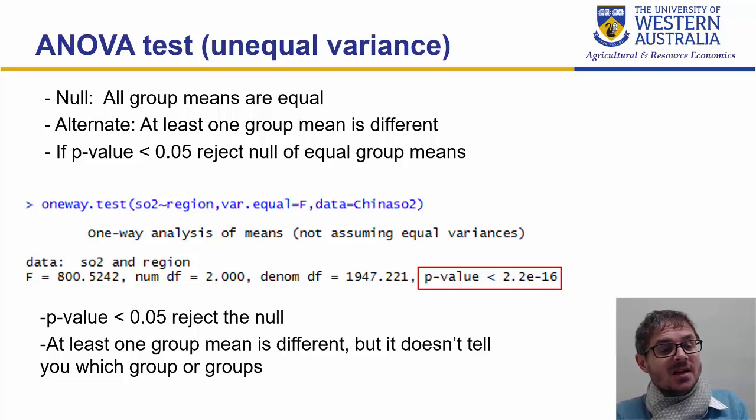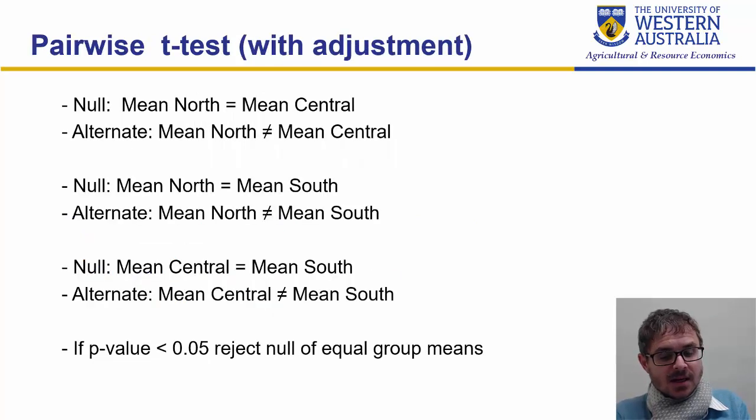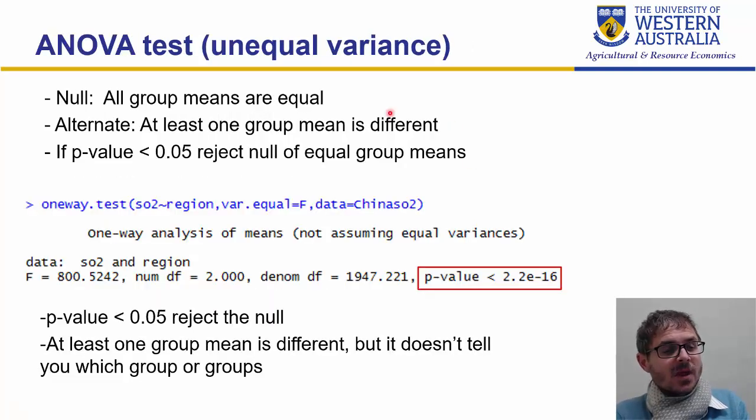How do I do that? Set up the null: all the group means are equal. Set up the alternate: at least one group mean is different. P-value decision rule: if the p-value is less than 0.05, reject the null that all the group means are the same.